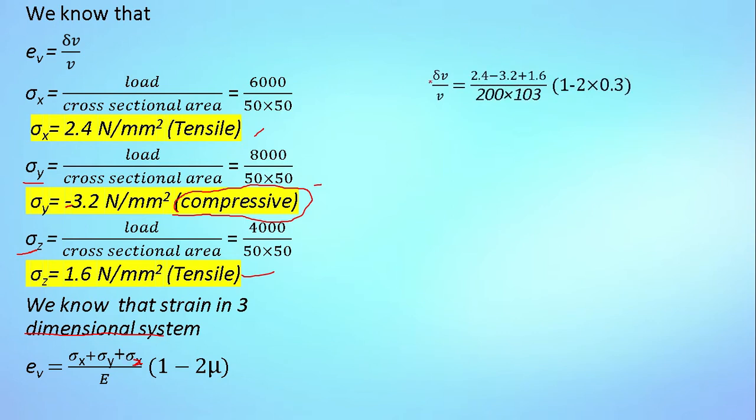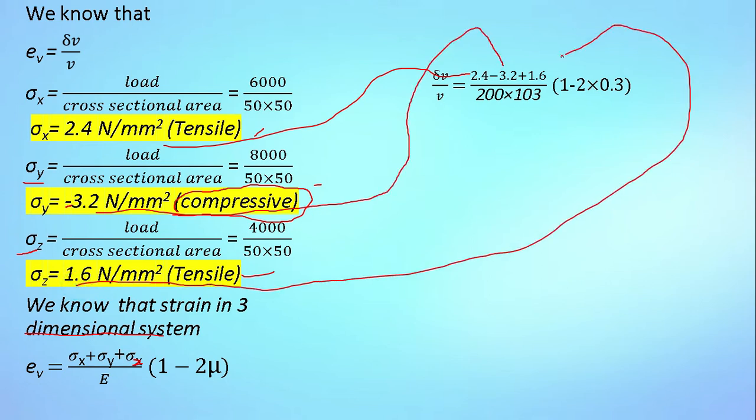After putting this value, 2.4 minus this 2.4 sigma x, this 3.2 sigma y, and sigma z is 1.6 divided by Young's modulus 200 into 10 raised to 3, in bracket 1 minus 2 mu. So it becomes 1.6 into 10 raised to 6.